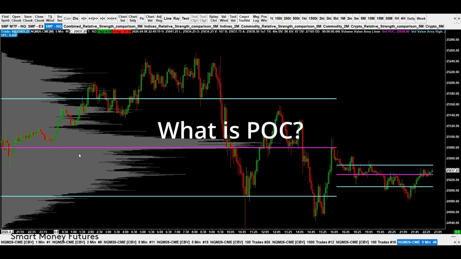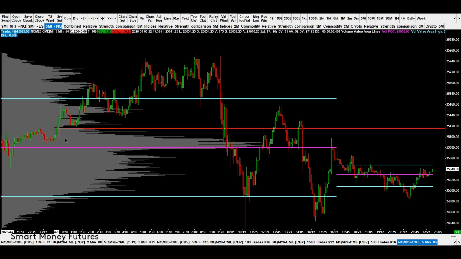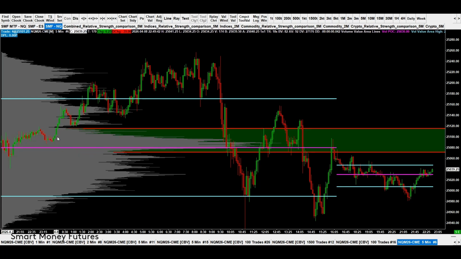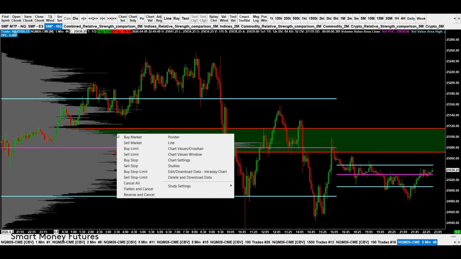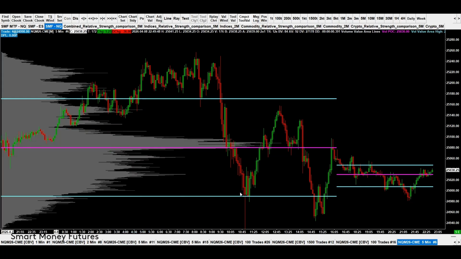What is POC? So let's start with the easiest one. POC means point of control. The POC is the price level where the most volume traded during the profile period you are measuring. That makes it the price of the greatest agreement. The price where the most business was done, the price the auction kept returning to. Think of it as the center of gravity for that auction. And if the market is balanced, the POC often acts like a magnet.